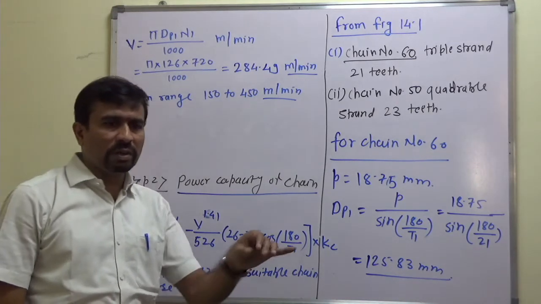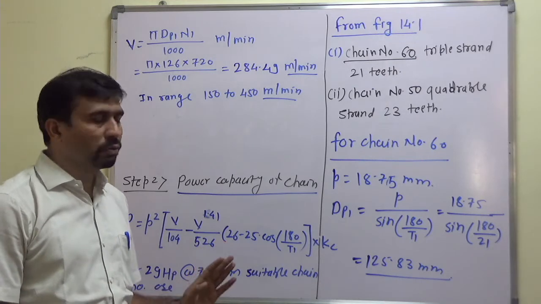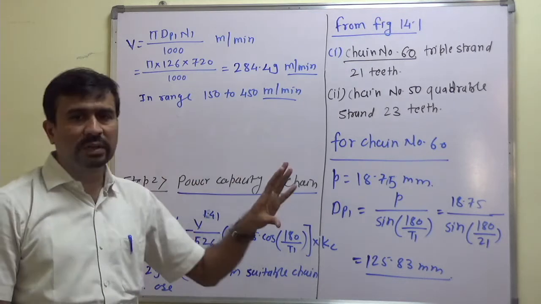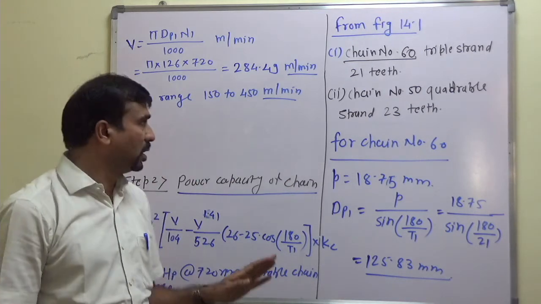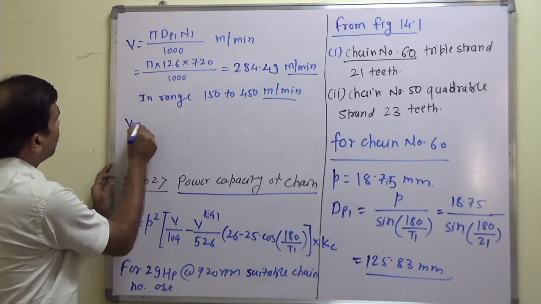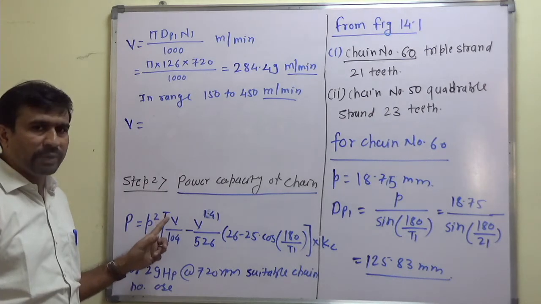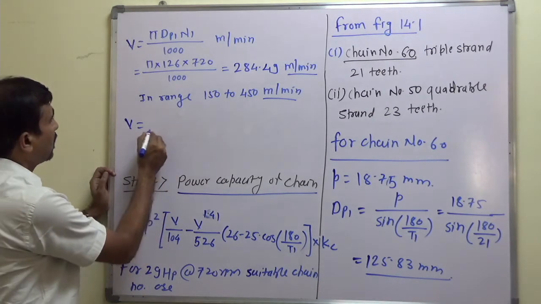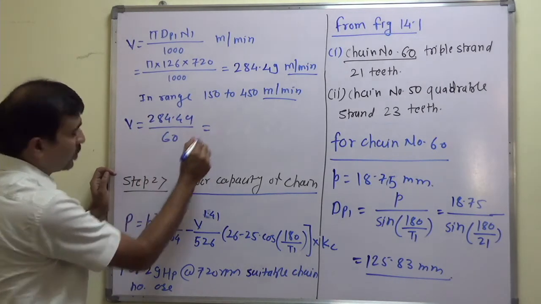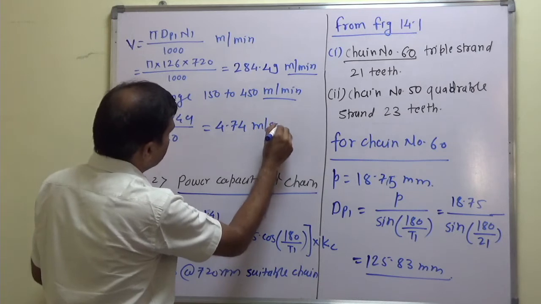Other constraints related to center distance and maximum permissible bore are not given in this problem. So we don't have to bother about center distance and maximum permissible bore. We have just checked whether the velocity is lying in the range or not. It is lying in the range, so we can move ahead. We need this velocity when putting it in this equation, so it should be in meter per second. So 284.49 divided by 60 comes out to be 4.74 meter per second.